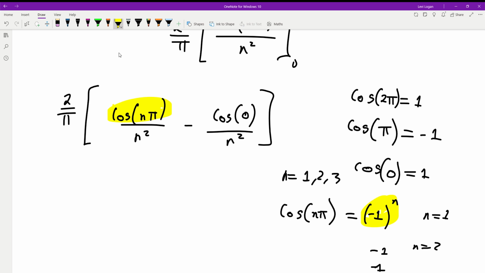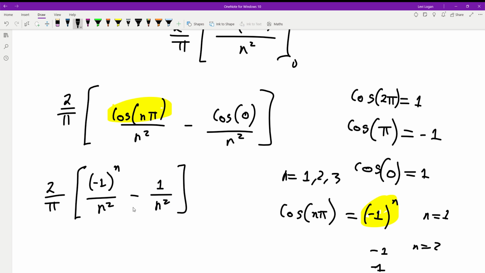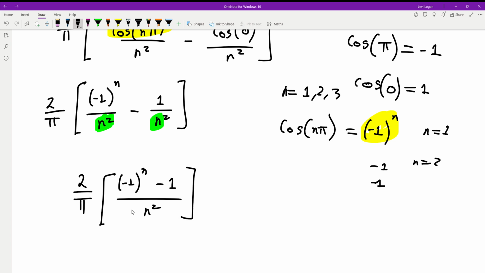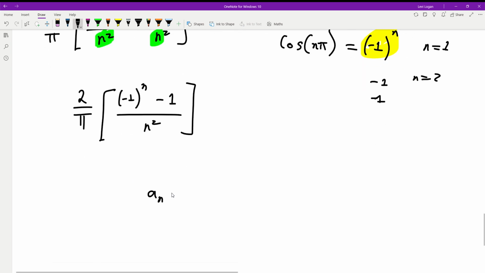Okay, so pretty much what we have is 2 on pi, negative 1 to the power of n on n squared, and this is just 1, so we have minus 1 on n squared, and we can combine those because we have a common denominator of n squared, so that is 2 on pi, negative 1 to the power of n, minus 1 on n squared. And if we want, we can leave it exactly like that, or we can take out that factor of n squared, whatever. So pretty much a_n is going to be 2 on pi n squared, brackets, this thing right here, okay?